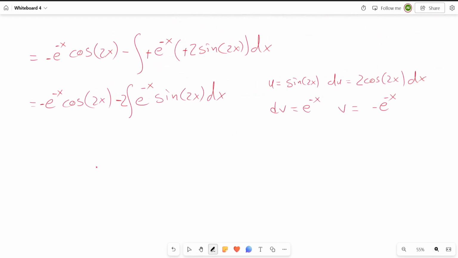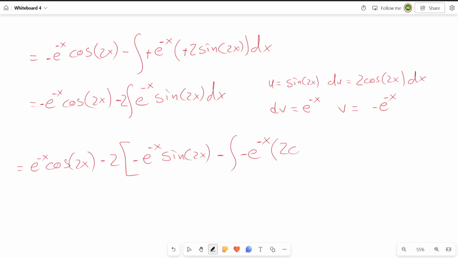Okay, so let's rewrite this integral again using the integration by parts formula. So we will have, this is going to be the same, minus 2 times uv, which is negative e to the power of negative x times sine 2x, minus integration of v du, which is negative e to the power of negative x, multiply du, which is 2 cosine 2x dx over here.